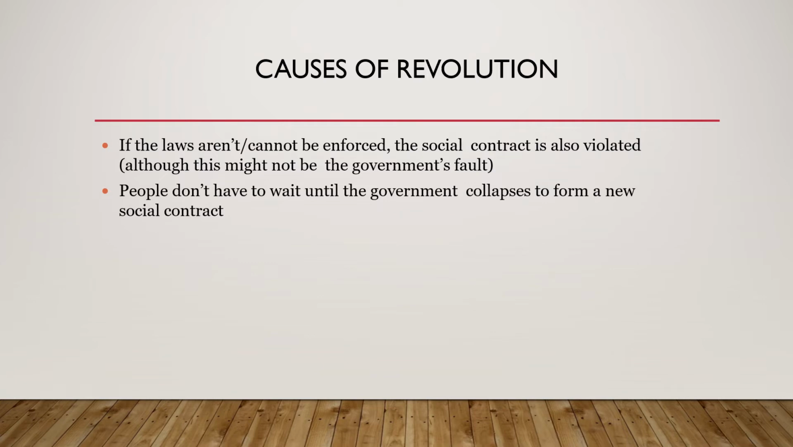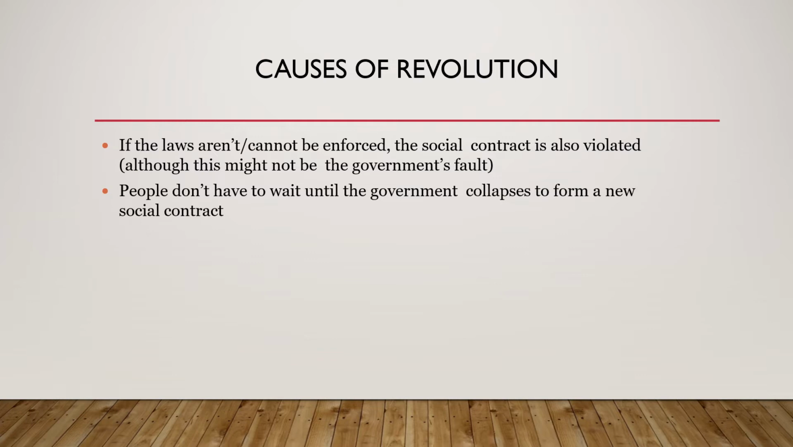And Locke says that people don't have to wait until the government collapses to form a new social contract, right? So rational people can see the writing on the wall and say, look, we better do something quickly, because if we don't intervene now, if we don't take over the government, or if we don't break the social contract now, we're going to be a lot worse off down the road. So this is from the executive branch position. This is sort of what Locke argues could be the cause of revolution.